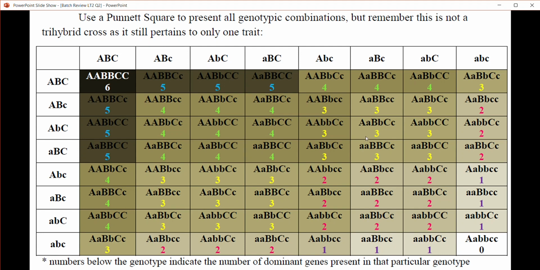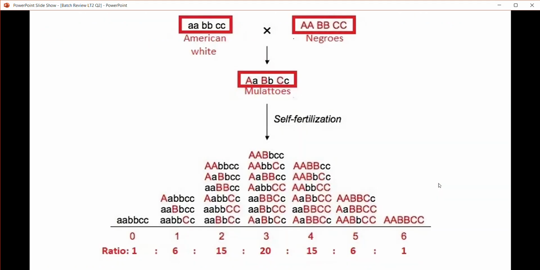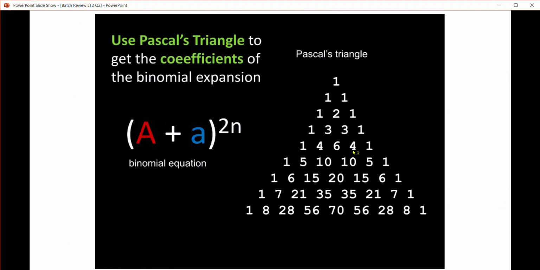Now, how do you know the phenotypic ratio? Well, actually, you don't need to make the Punnett square anymore, but rather you can make use of a particular equation. And what's the equation? Let me just go very fast here. You make use of the Pascal's triangle, where the first letter is the dominant and the second letter over here is the recessive, and you raise all of that to 2n, where the n would be the number of gene pairs. So let's look at this one.